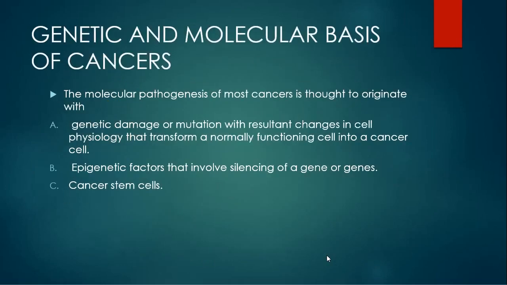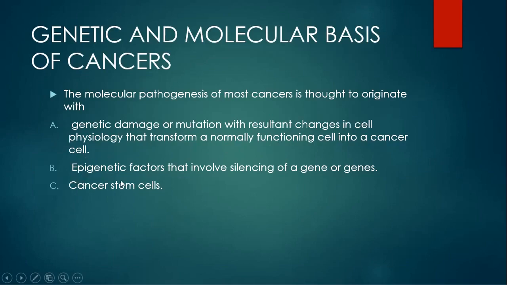Okay, now talking about the genetic and molecular basis of cancers. So as you all know, cancers should have some cause, and what is the most important pathogenesis of all these cancers? So normally speaking, we know that there are three pathogeneses. First one is genetic damage or mutations in the genes. As we all know, we say that cancers are caused by genetic damage or mutations, with resultant changes in cell physiology that transform a normally functioning cell into a cancer cell.